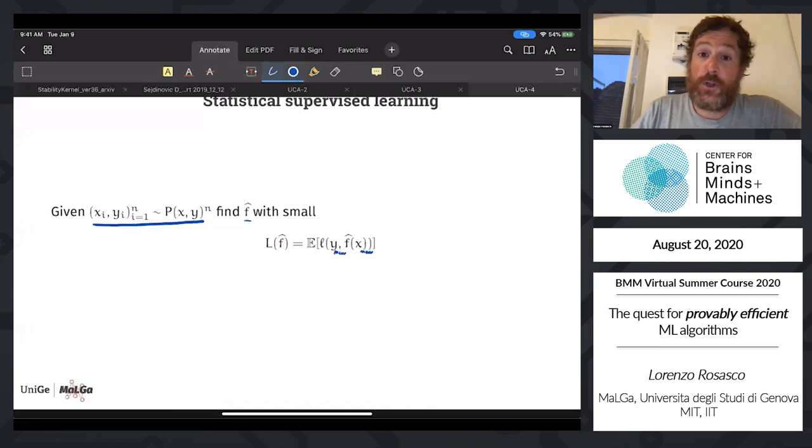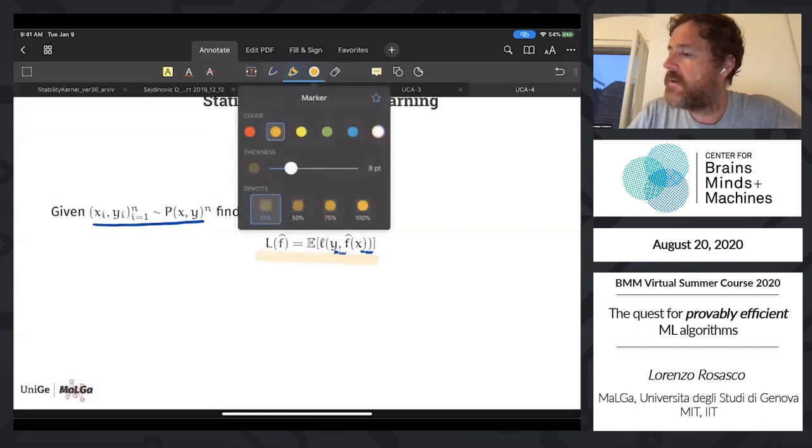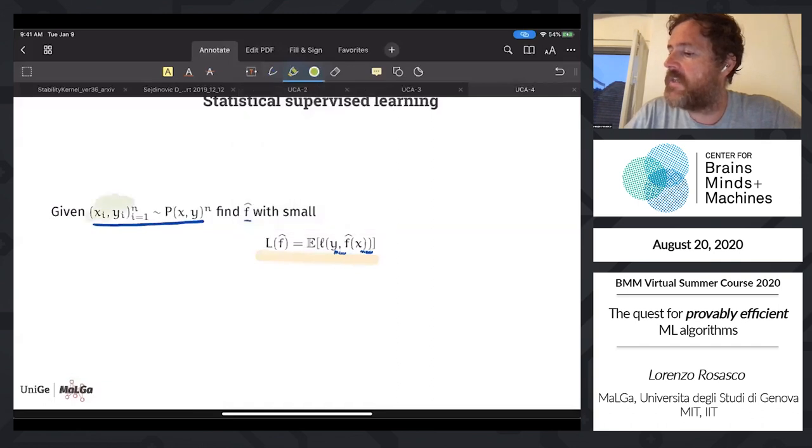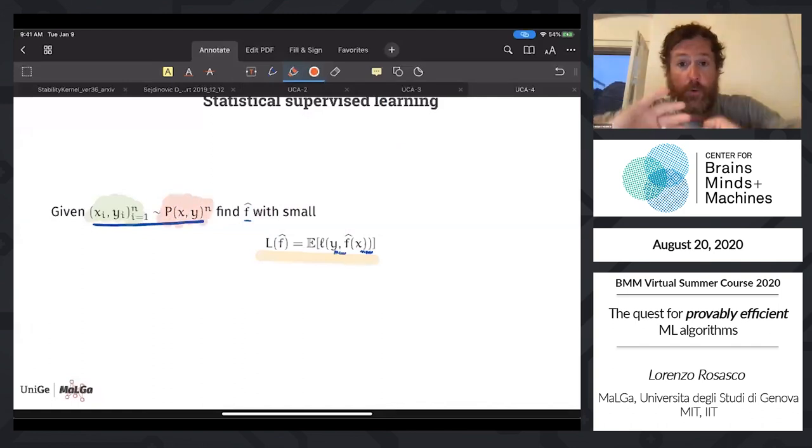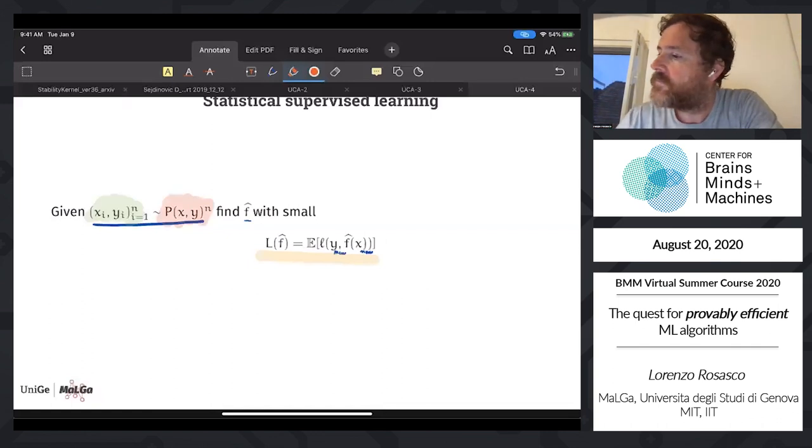And that's why this is a learning problem, because what we would like to do is to make this error small, but we don't have at our disposal the true probability distribution. That's the key point. All we have is this data. So we do have this data, but we do not have the probability distribution. We assume it's given, it's fixed, it's somewhere, but we don't have it, okay?